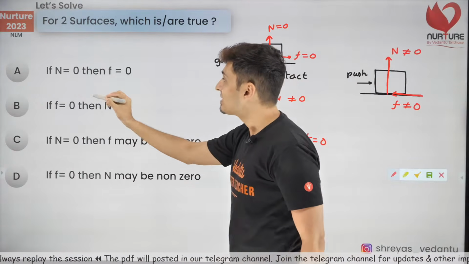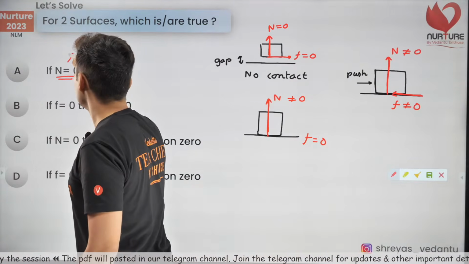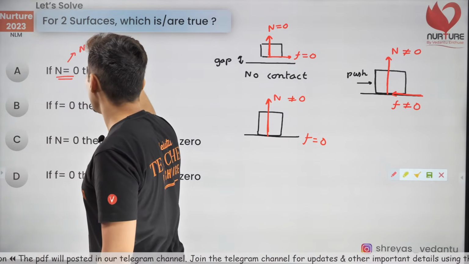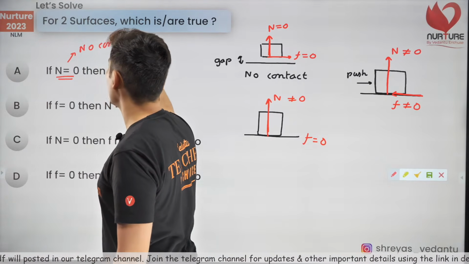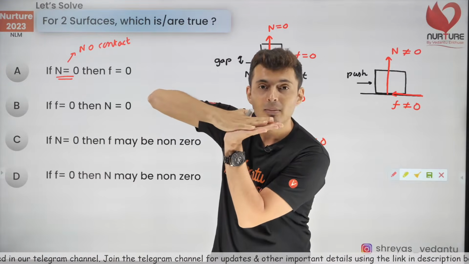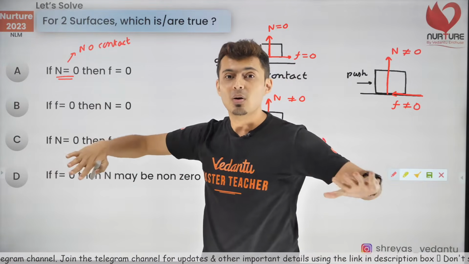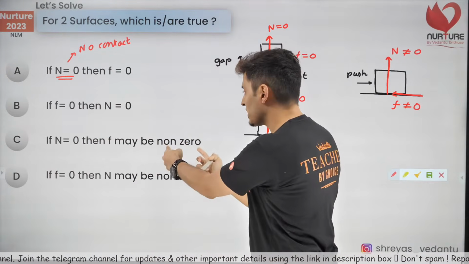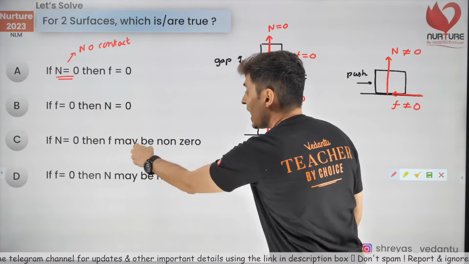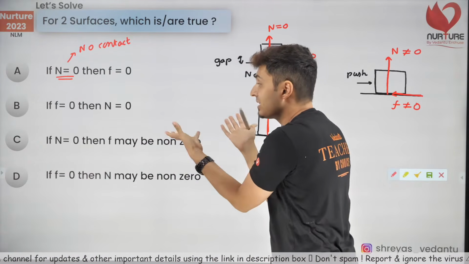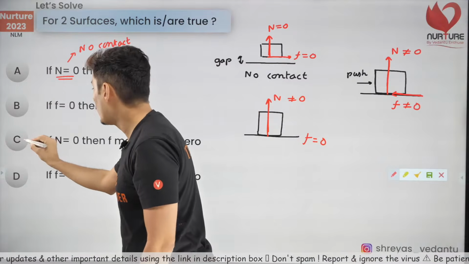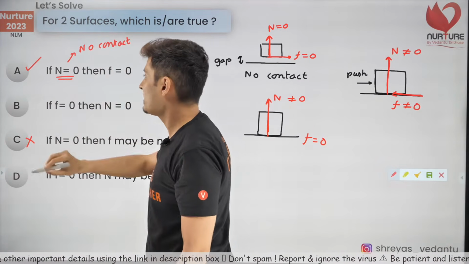Guys, if normal is zero, that means there is no contact. There is obviously no contact. There is no normal between them. If there is no contact, how can there be friction? This option saying friction may be non-zero, that means friction is there, possibly. No, option C is wrong, option A is correct.